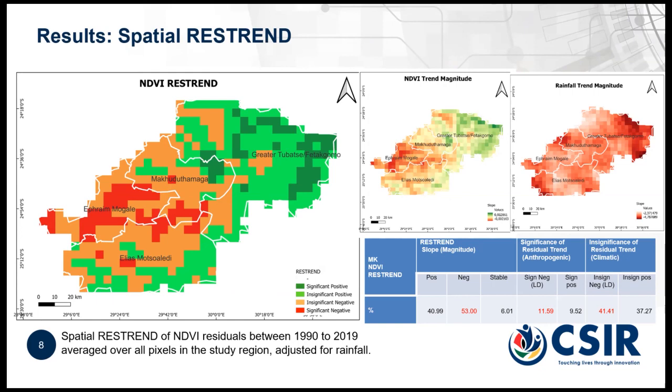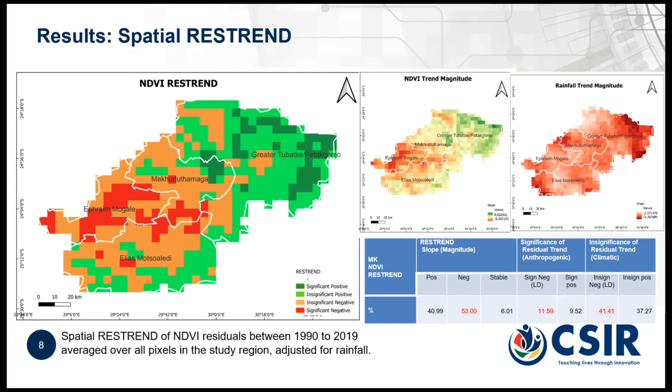And then I will also explain the reason for the green colors, or improvement of vegetation productivity. This was because of bush encroachment that was observed in the area. So the NDVI showed as if the vegetation is improving, but bush encroachment is also one of the indicators of land degradation.